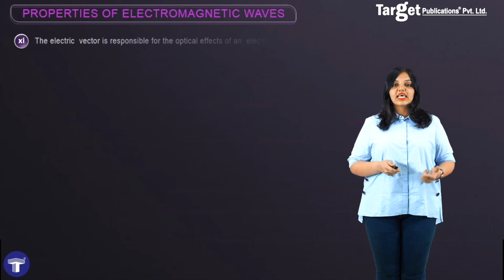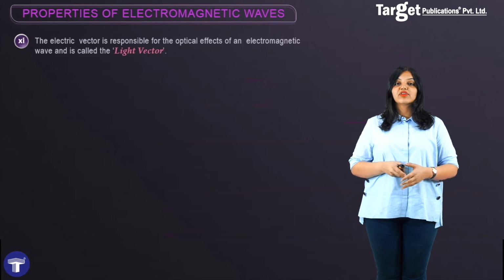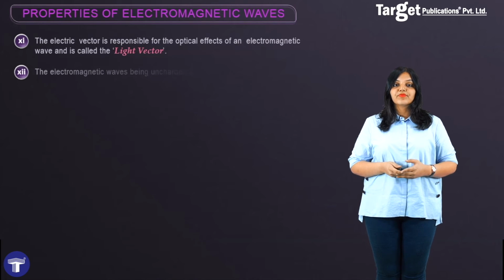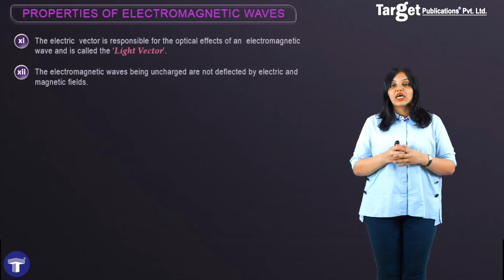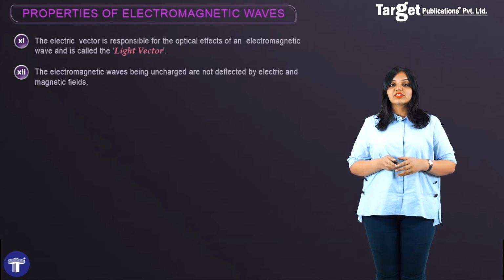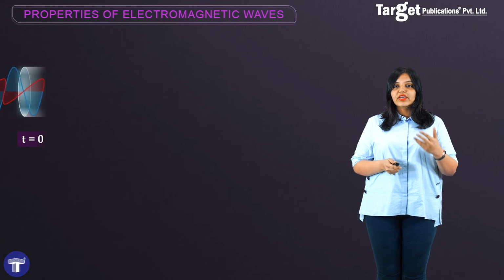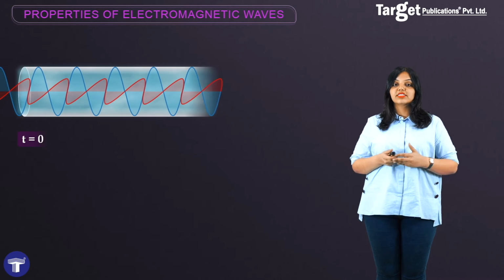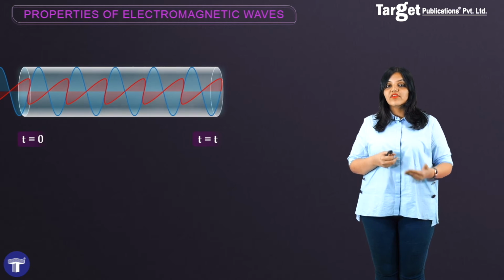The next property says that the electric vector is responsible for the optical effects and therefore is also sometimes known as the light vector. The electromagnetic waves are uncharged and are not deflected by electric or magnetic fields. Consider a wave traveling in the x direction from a point t is equal to 0 to a point t is equal to t when you are observing this wave.